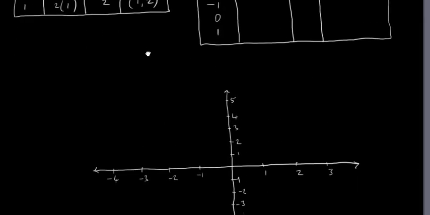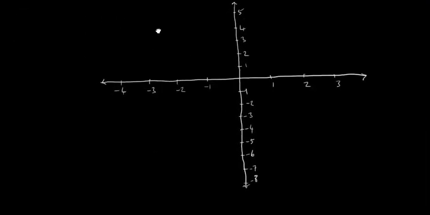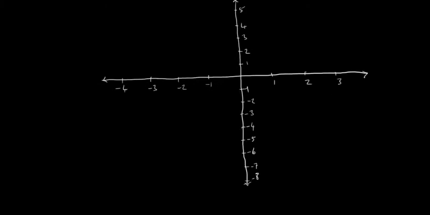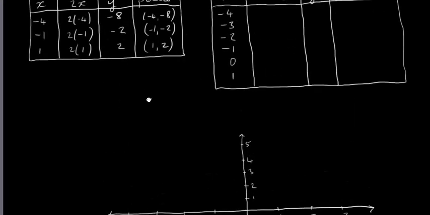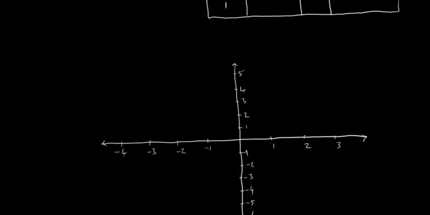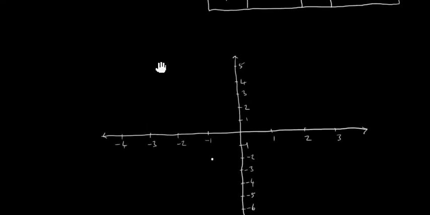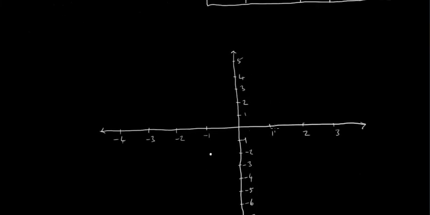So my first point is (-4, -8). So let's do that first. -4 on the x-axis, -8 on the y-axis will give me a point down here. Second point is (-1, -2), which is here. And the third point is (1, 2). So (1, 2) will be out here, up here, so that's (1, 2) there.